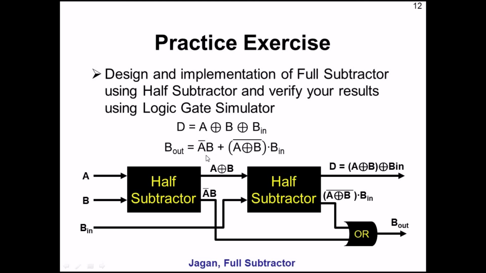The first term of the borrow out, I get it from the borrow of the first half subtractor, and the second term of borrow out, I get it from the second half subtractor, right? So finally I need to do addition. So I will make use of this OR gate to perform the addition. Finally I will get my expression B out is equal to A bar B plus A XOR B, the whole bar, into B in, right?